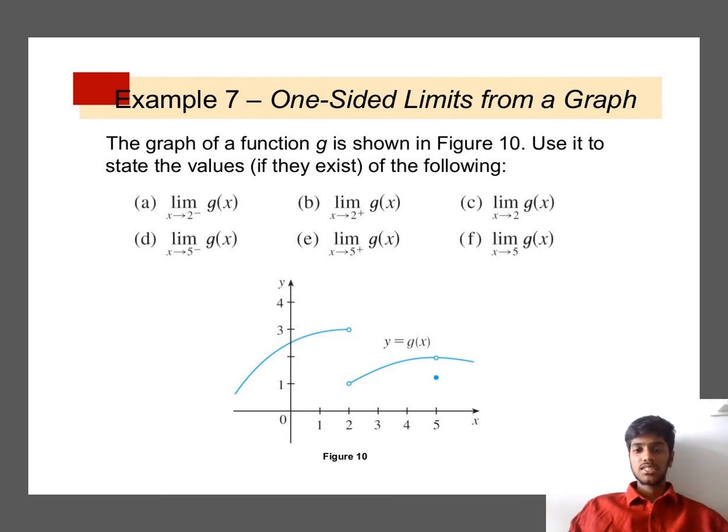One-sided limits from a graph. The graph of a function g is shown in figure 10. Use it to state the values, if they exist, of the following. A. The limit as x tends to 2 from the left of g of x. B. The limit as x tends to 2 from the right of g of x. C. The limit as x tends to 2 of g of x. D. The limit as x tends to 5 from the left of g of x. E. The limit as x tends to 5 from the right of g of x. F. The limit as x tends to 5 of g of x. This is the graph of the one-sided limit.